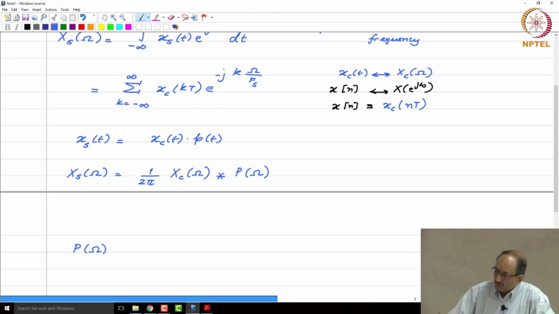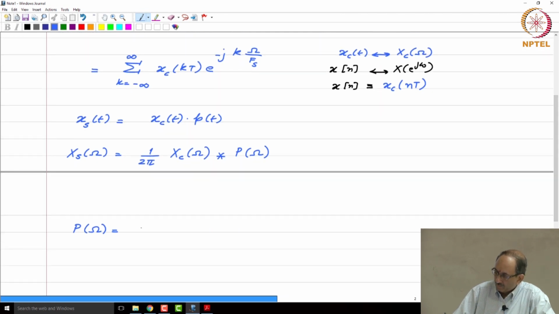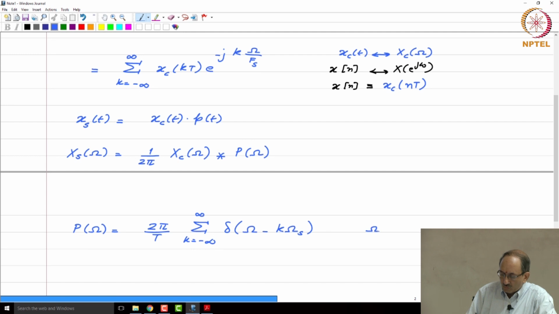And if you recall, the Fourier transform of an impulse train is also an impulse train. The main difference is the spacing. If the spacing is t in the time domain, the spacing will be inversely proportional in the frequency domain. Therefore, the Fourier transform of this is 2 pi by cap t, where cap t is a sampling interval, the sum over k going from minus infinity to plus infinity, delta, it is again going to be an impulse train, but it is going to be spaced omega s apart in the frequency domain, where omega s is nothing but 2 pi by cap t.